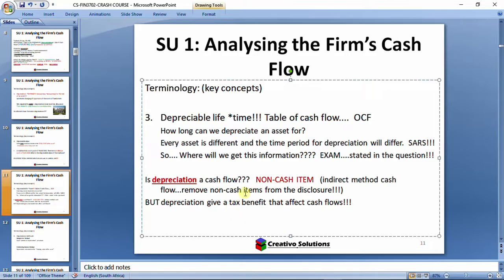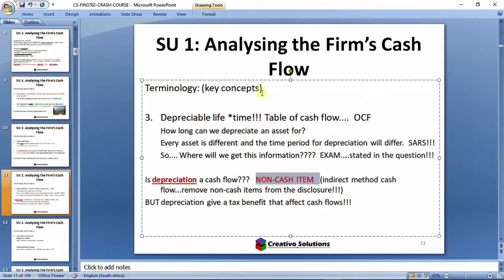If you remember your FIN3701, when you did operating cash flow, after operating cash flow was calculated, you had to add back the depreciation. I don't know if you remember that. You have to add back depreciation to get the OCF. Do you remember that? Yes, I do. You're adding it back because it's not actually cash flow. There's no outflow. It's a non-cash item, so you need to provide for it in your calculation.